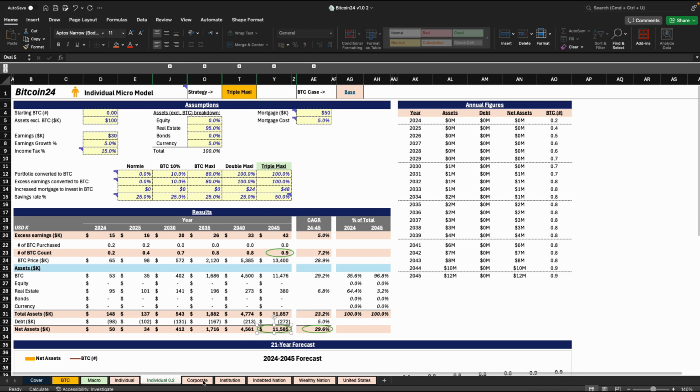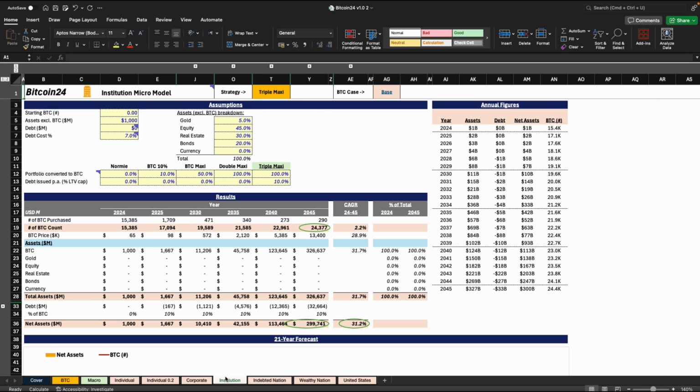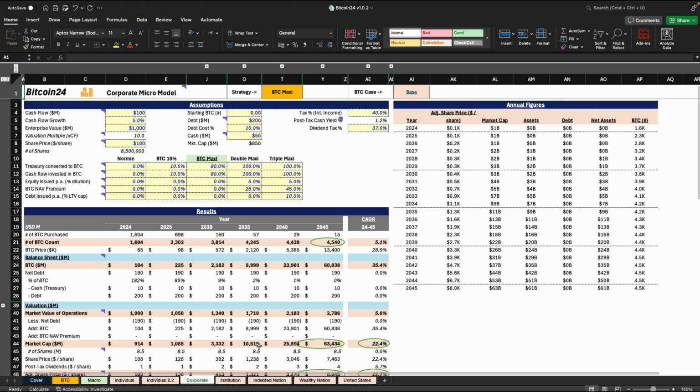Now, I want to skip over these other tabs. They basically work the same way, but we're talking of bigger numbers and more complicated balance sheets when it comes to a corporation or an institution. They have probably a bigger set of assets that they invest in.